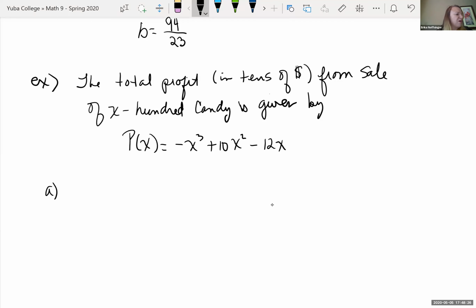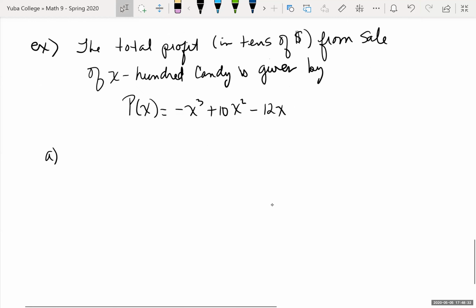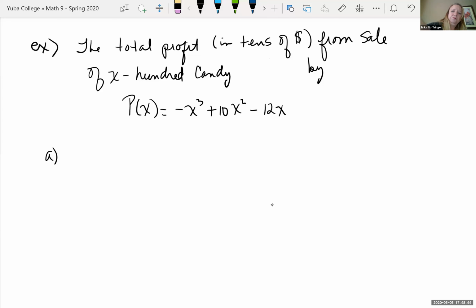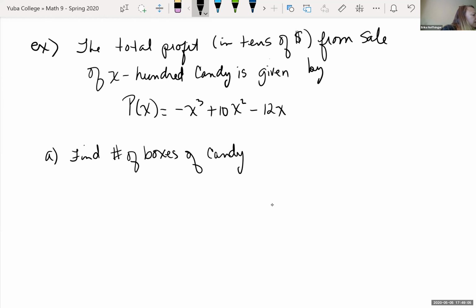So we want to find the number of boxes of candy that should be sold in order to produce a maximum profit. So what does that say? It says of x hundred candy is what? Given by. Oh, okay, that's given. Sloppy handwriting. And so you're trying to find the number of boxes of candy that should be sold in order to maximize profit.